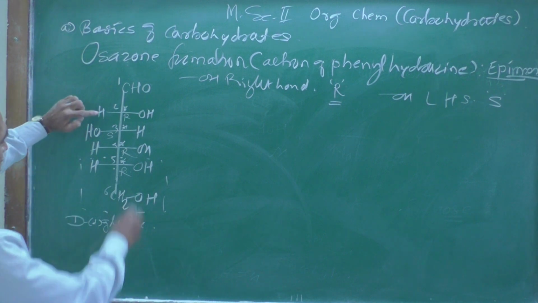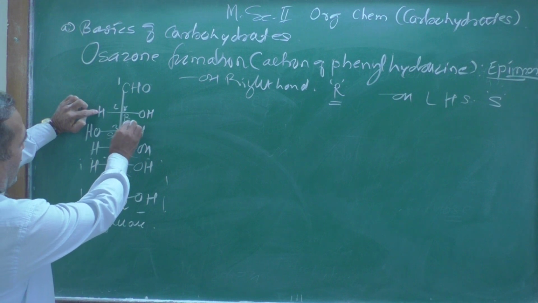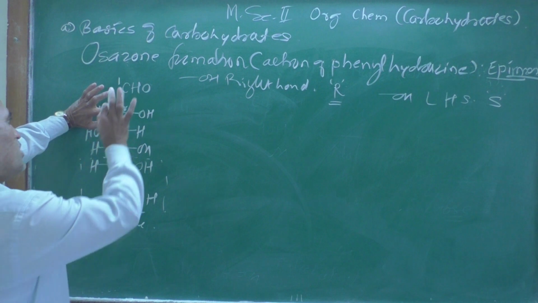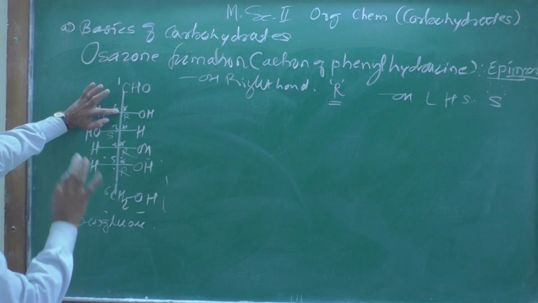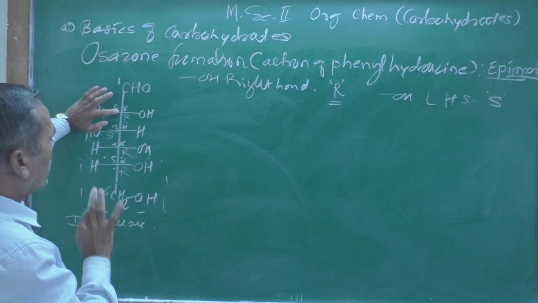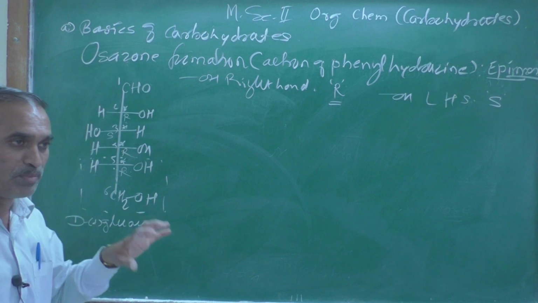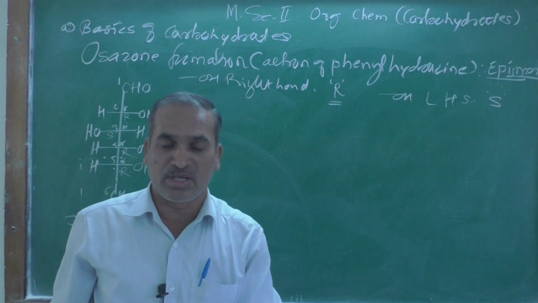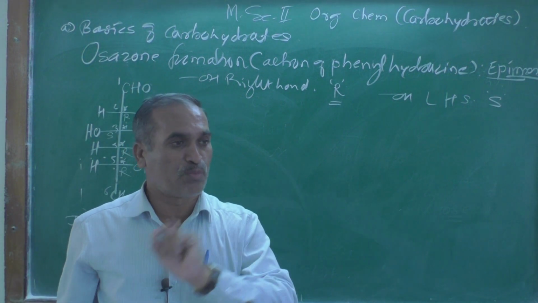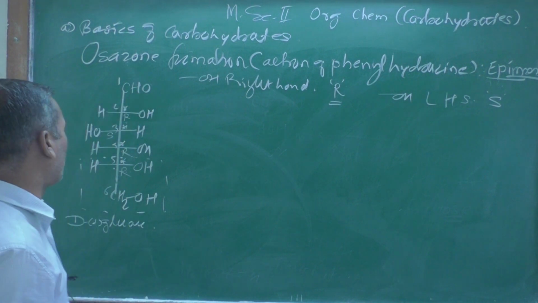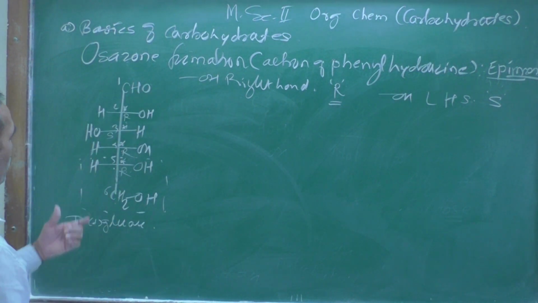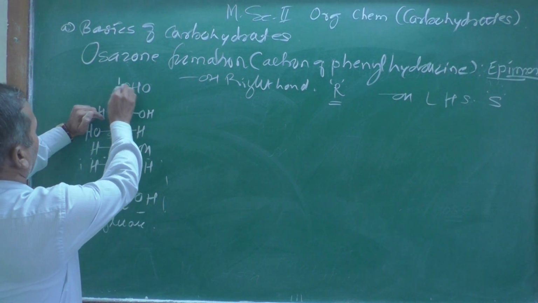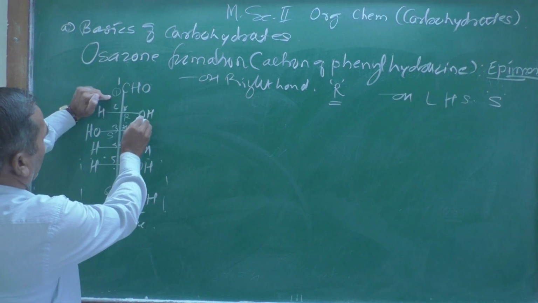Why am I giving an R configuration here? As we know, this is a chiral center, and if there is a chiral center, the compound is optically active in nature. This glucose is optically active, and the optical rotation observed for glucose is near about 52.7 degrees.